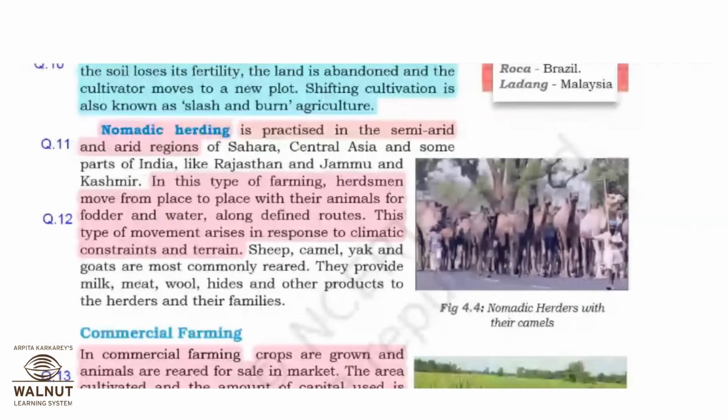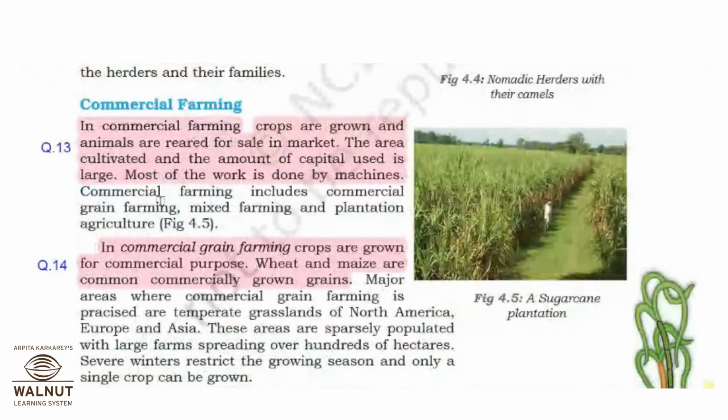So it is the second main type. You will get to know that in commercial farming, crops are grown and animals are reared for sale in the market, and the area cultivated and the amount of capital used is large, and most of the work is done by machines. So it totally depends upon commercial purposes. Okay, so accordingly they are going to sell in the market, they will earn more profit, they will use machinery there, and the area cultivated and the amount of capital used is also large in size. So these are the characteristics of commercial farming.